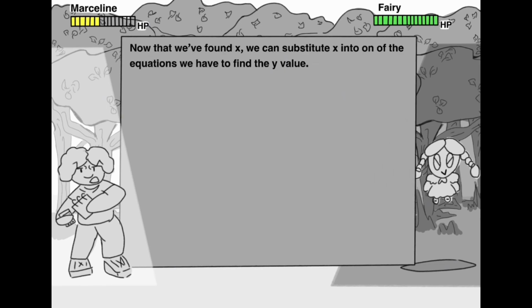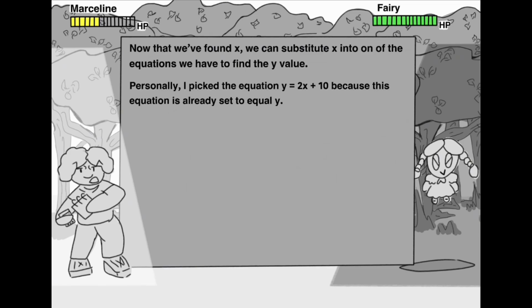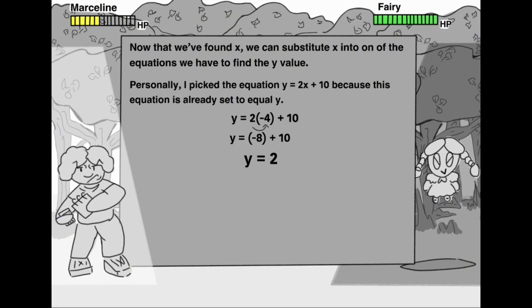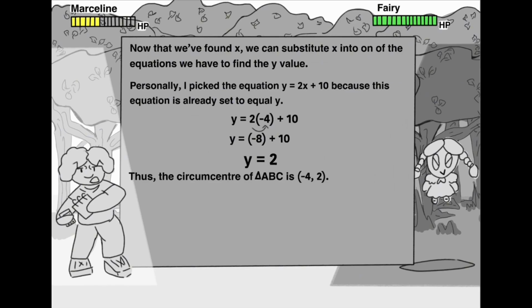Now that we found x, we can substitute x into one of the equations we have to find the y value. Personally, I picked the equation y equals 2x plus 10 because this equation is already set to equal y. Thus, the circumcenter of ABC is (-4, 2).